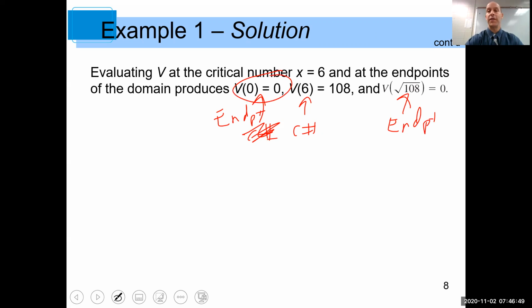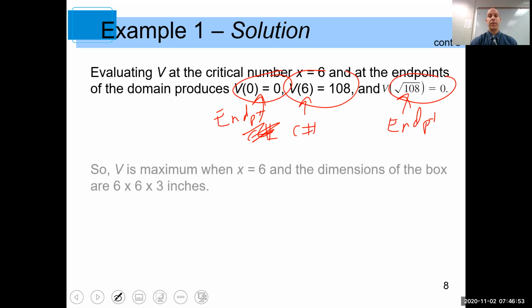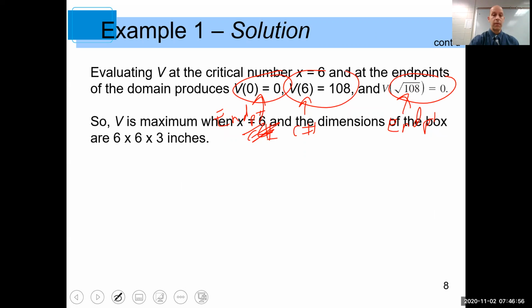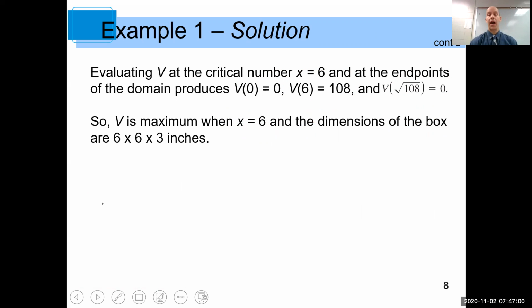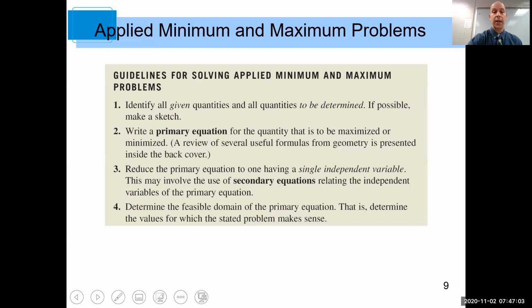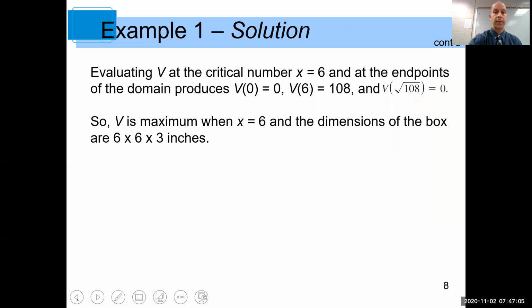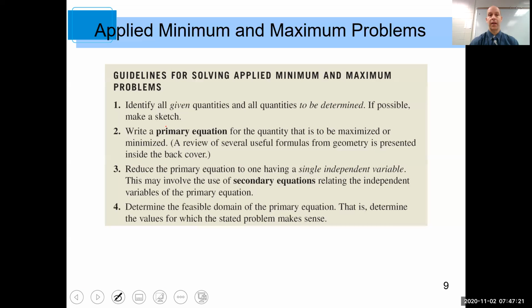So obviously a volume of 0 and a volume of 0 is not going to be maximal. So it turns out that our maximum volume is going to be 108. Which tells us, I'm going to erase everything on this slide here real quick, that when x equals 6, this is going to give us the dimensions with the maximum volume. So x is 6, it turns out that h will be 3, and that will maximize the volume.